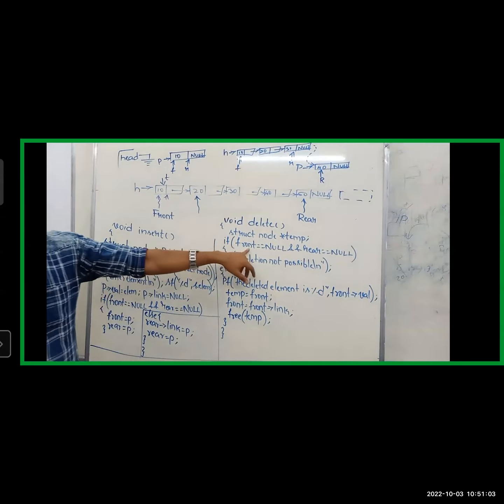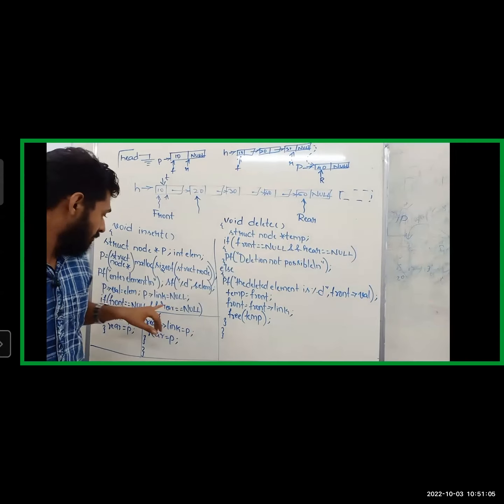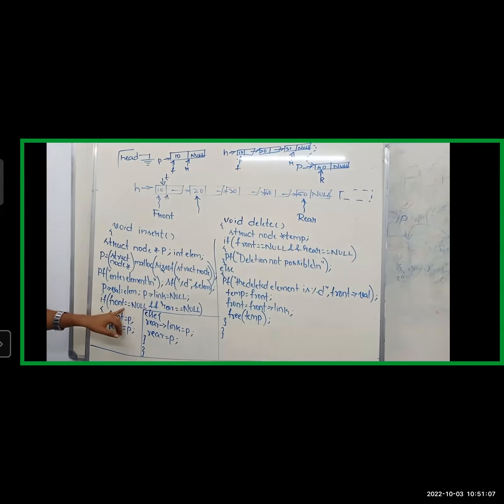Why I have written this, you should get familiar, because in upcoming concepts it is required. I'm explaining this because in the upcoming concepts there are a few more where you need to be aware of front as well as rear. When both are equal to null, it is clearly indicating that front is pointing to null, rear is also pointing to null, which means there are no elements.